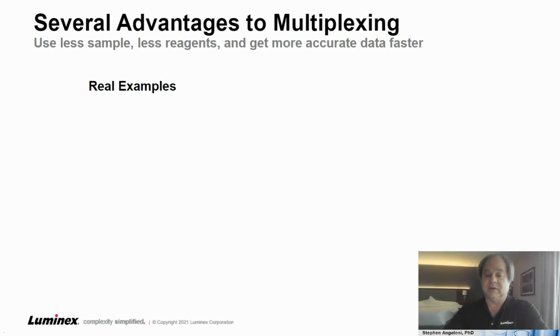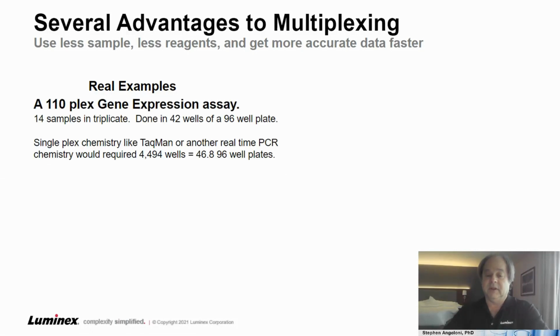So what are the advantages of multiplexing? The first thing is you're going to use a lot less sample, you're going to use less reagents, and you're going to get more accurate data and get it faster. Here are some real examples. This is an example of a 110-plex gene expression assay that we built for the University of Tokyo. It actually had 107 transcripts and 3 control bead probes in it. When we ran that assay with 14 samples in triplicate, we only required 42 wells of a 96-well plate.